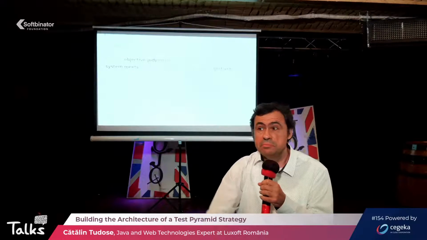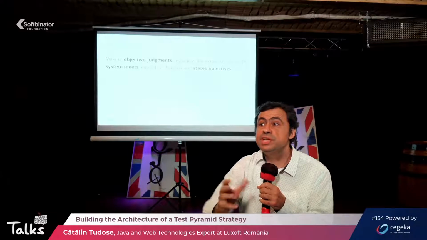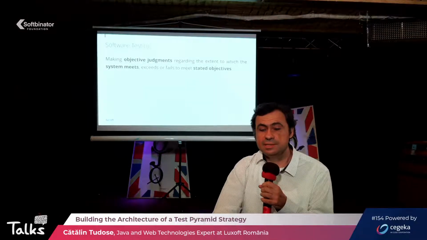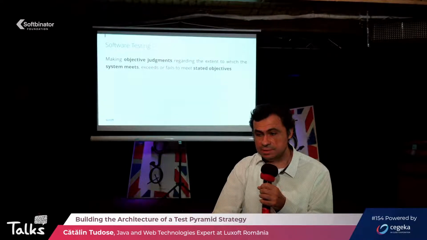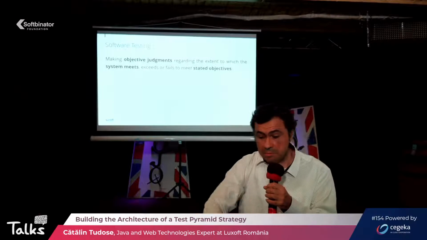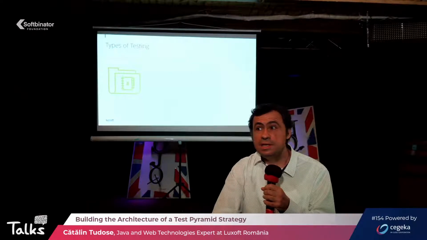About testing, you may be familiar with it. Just to remind that testing software means to make some objective judgments if it meets its expectations or if it fails to meet those expectations. But testing is very detailed, and we may talk about types of testing. You may test at the level of some units. You have some individual classes and methods that you are going to test, and you will see if they work in isolation. This is the first type of testing.